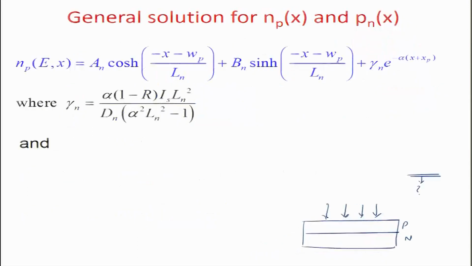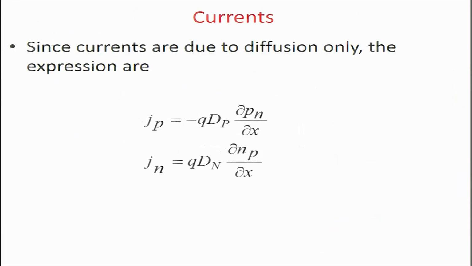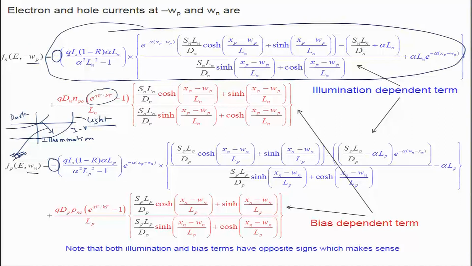So this is for a more realistic condition of having a device. As I said, the good thing about this expression is that it gives you two terms: one is the illumination dependent term, the second is the bias dependent term. The illumination term is negative in nature, the bias dependent term is positive in nature. So at 0 bias, whatever current you get is because of illumination, and as you increase the bias the current reduces and becomes 0 at a certain bias when both of these terms cancel each other, for both electron and hole currents. This is what we obtain from this expression.